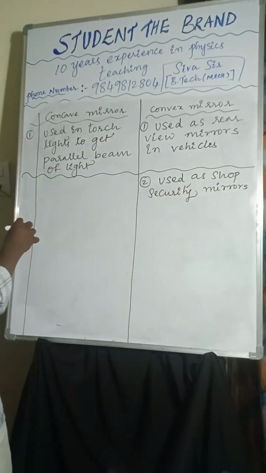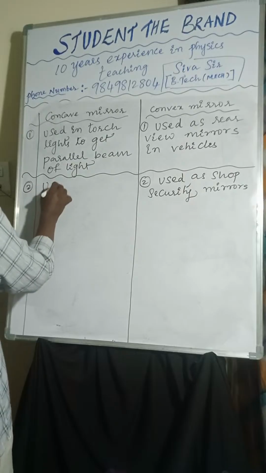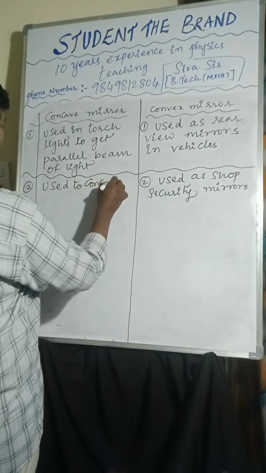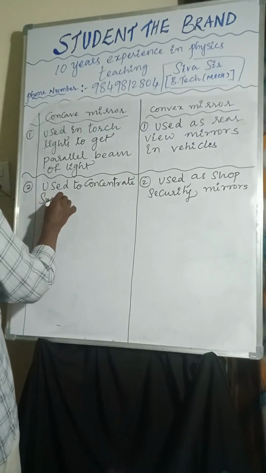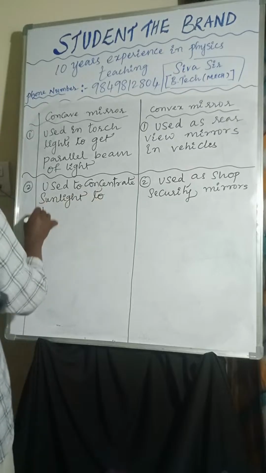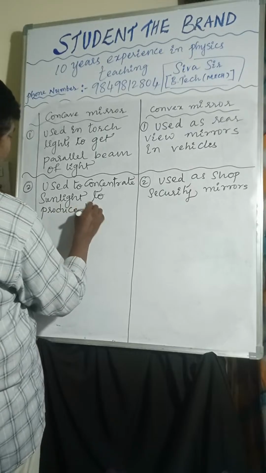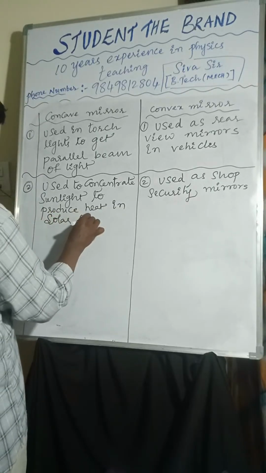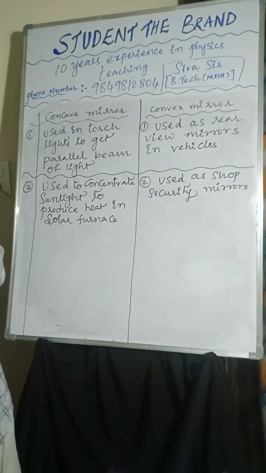Here, used to concentrate sunlight to produce heat in a solar furnace. So that is the second one. Coming to the third one.